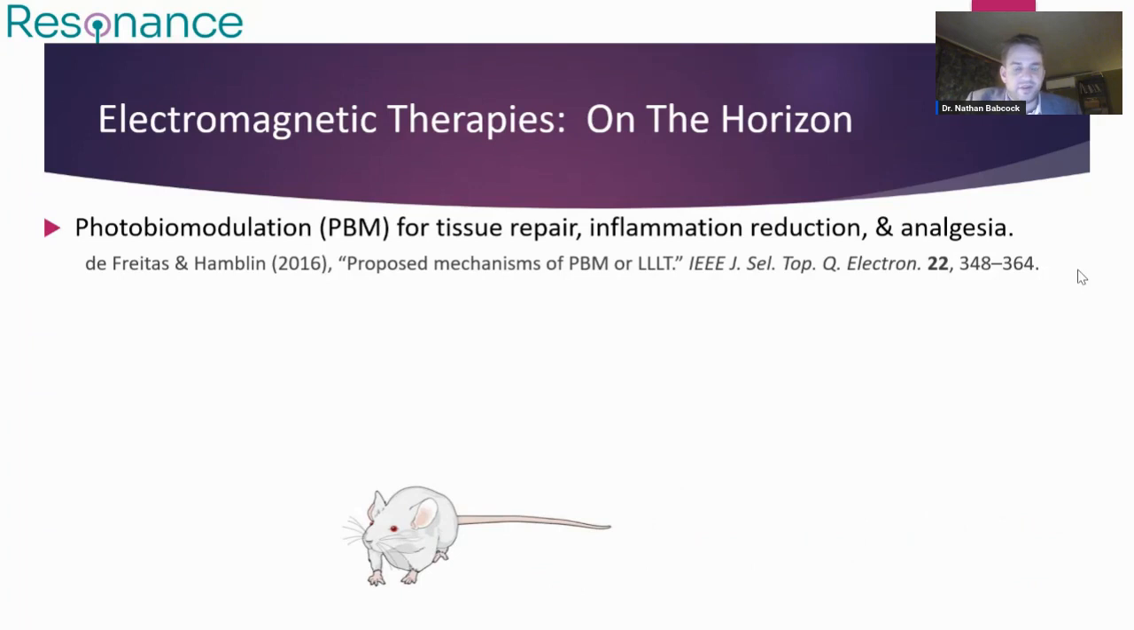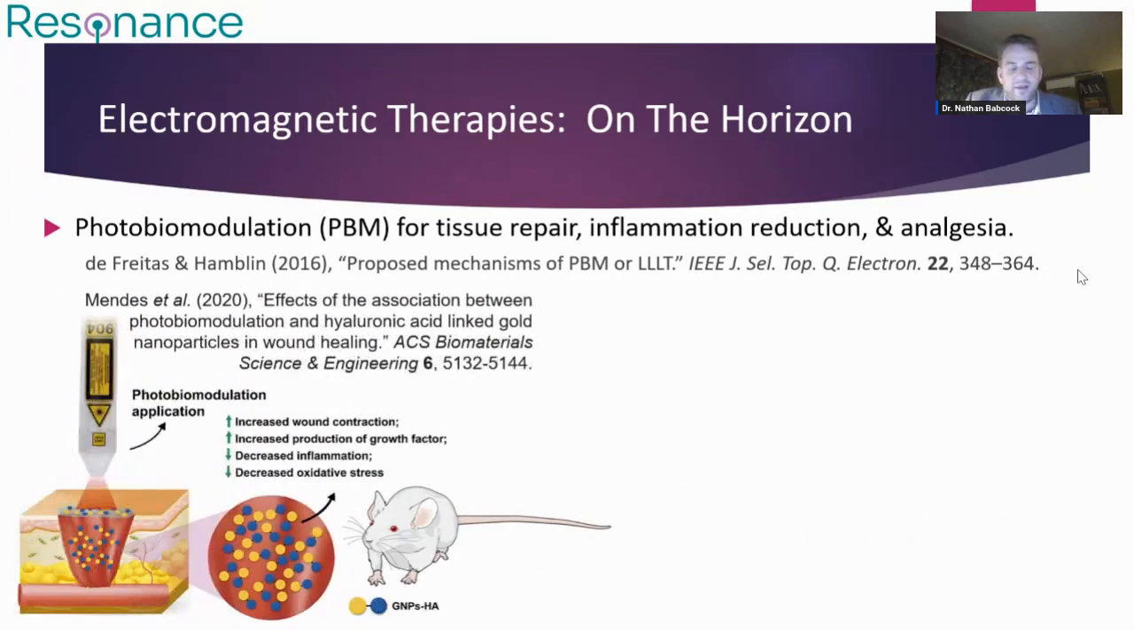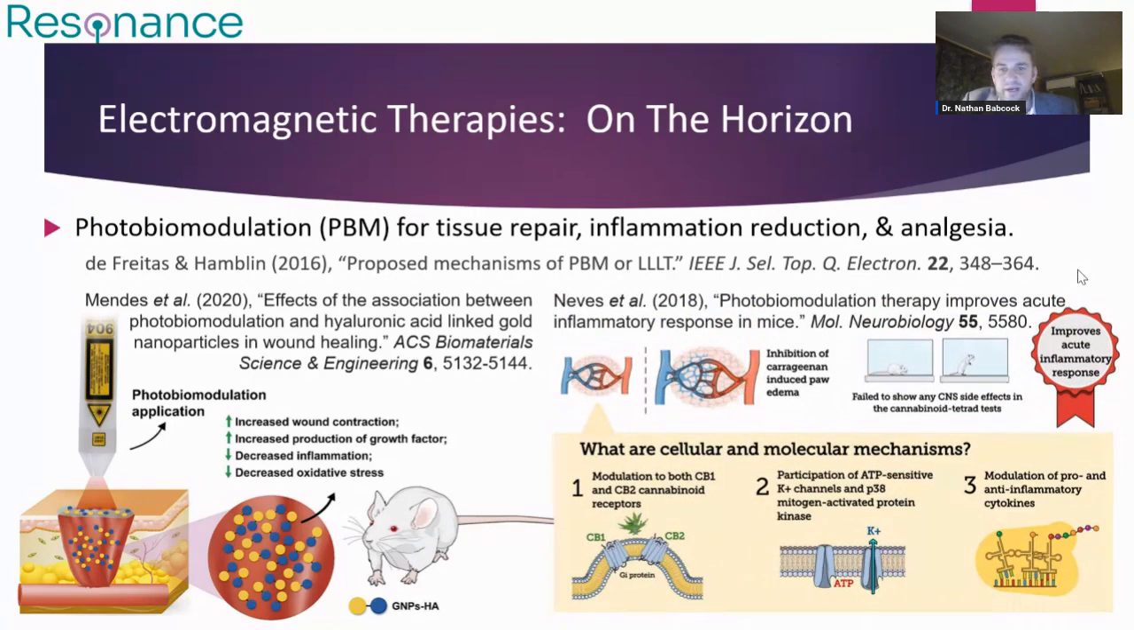A number of works have been done on mouse models in order to improve or understand the effect better. And these include the use of photobiomodulation in conjunction with gold nanoparticles, which can create a resonance effect to increase wound healing, increase wound contraction, decrease inflammation, and decrease oxidative stress, while improving growth in a number of studies. As well, photobiomodulation therapy has been proven to improve the acute inflammatory response in mice.